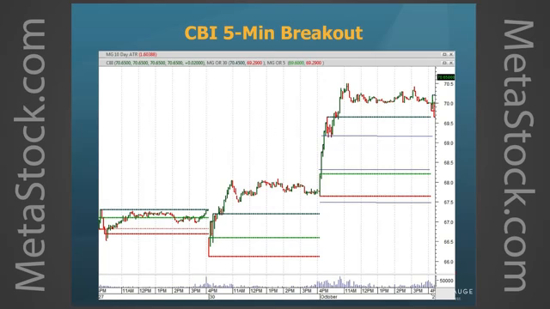So here is your 5-minute opening range and your 30-minute opening range.